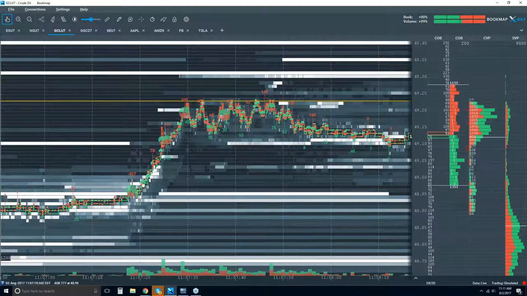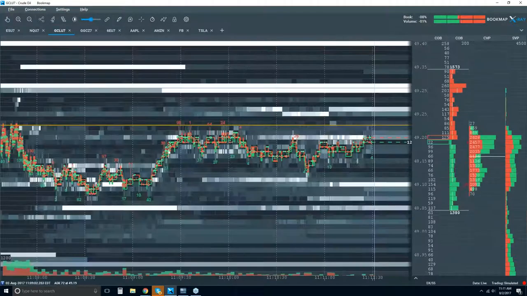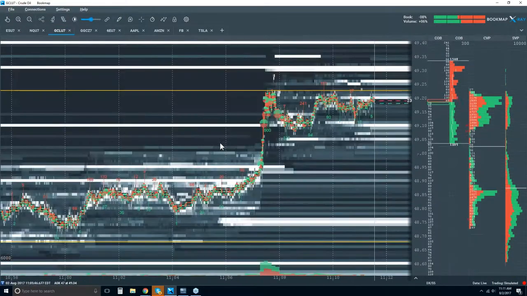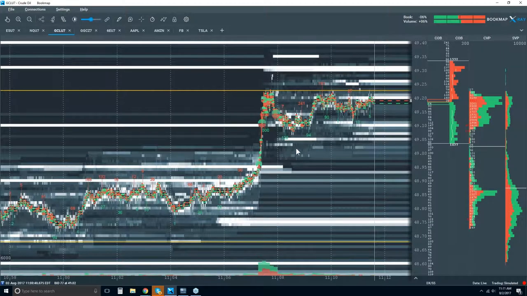We see the intent, right? Look at the very aggressive big green dots. There's a little bit of lack in some of this area, so we might get a retest in some of that area. That's just market auction theory, something to consider if you follow that.